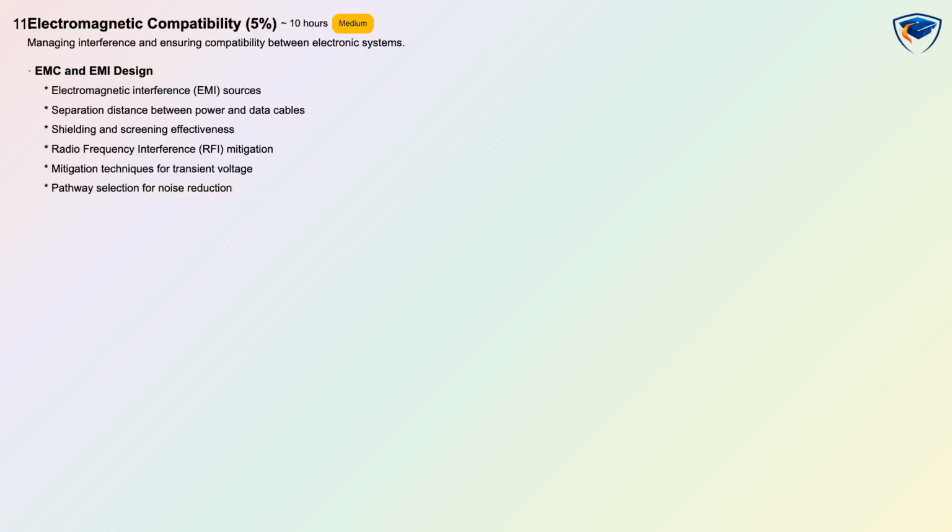Electromagnetic compatibility is 5%, medium difficulty, and roughly 10 study hours. This domain focuses on managing interference and ensuring systems coexist without disruption. You will learn about EMI sources, separation distances between power and data cables, shielding effectiveness, RFI mitigation, transient voltage strategies, and pathway selection to reduce noise. Practical mitigation examples show how design choices affect electromagnetic performance.